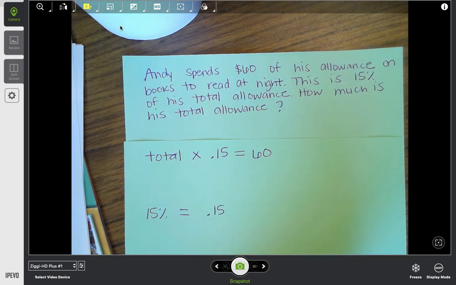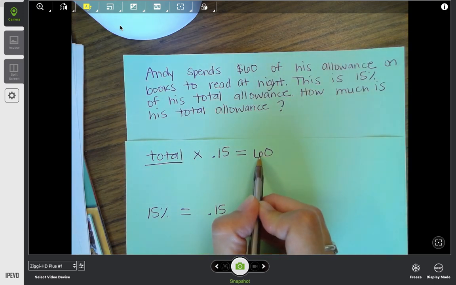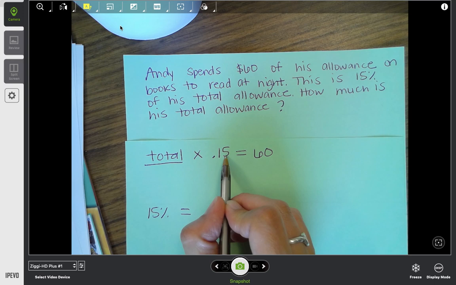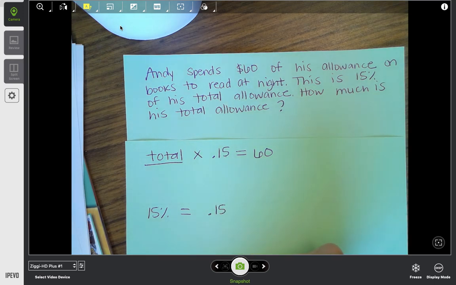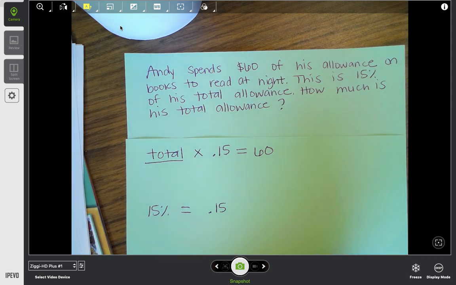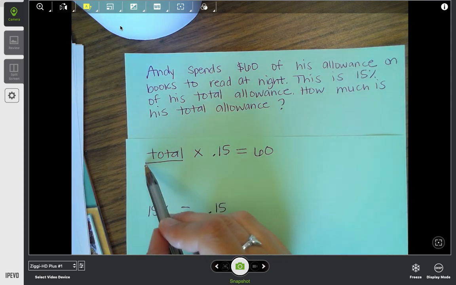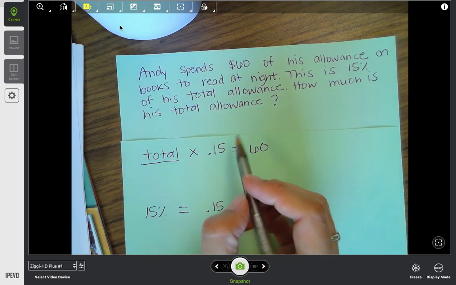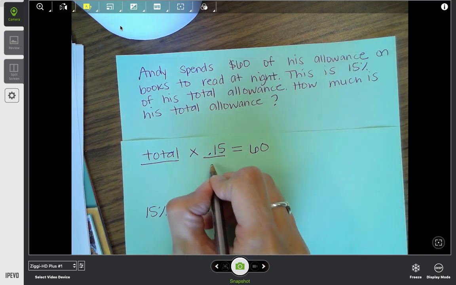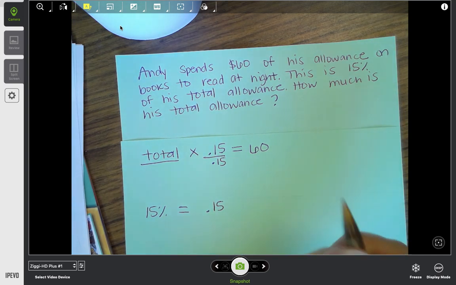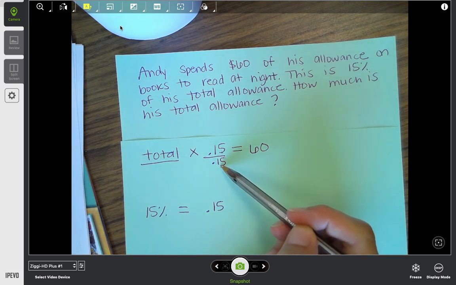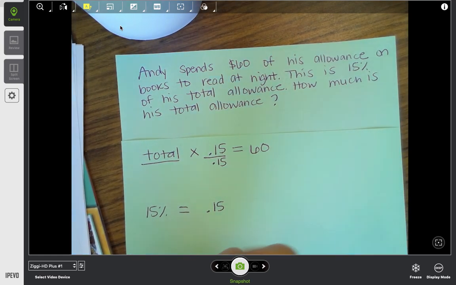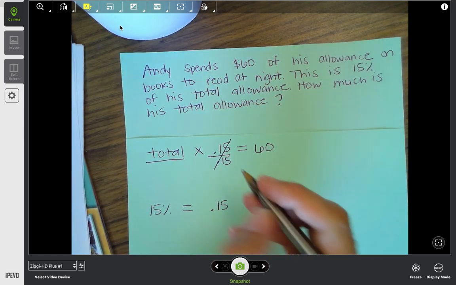Okay, so this time I'm really going to kind of work backwards because this is what I need to know. I already know that $60 is 15% of his allowance. I've got to find the total allowance. So in a problem like this, I've got to find what the total is. So what I'm going to do is this. I'm going to divide 15 hundredths by 15 hundredths. Now, anything divided by itself is what? It's 1. So that changes this to 1.